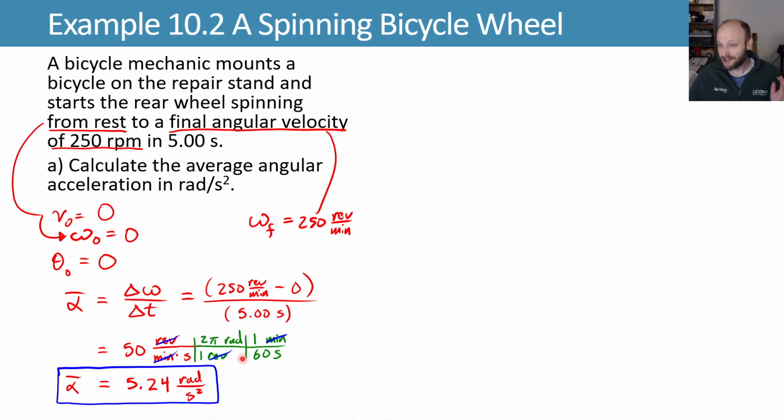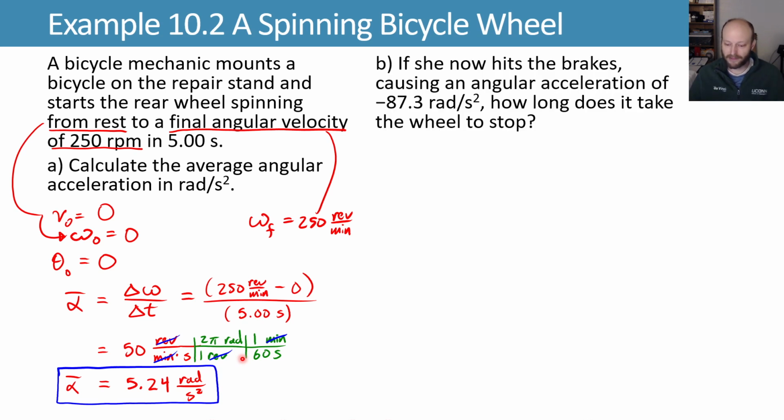Next, the wheel's spinning, she hits the brakes, and we have an angular acceleration of negative 87.3 radians per second squared. We want to know, how long does it take the wheel to stop? We'll write down what we know from the problem statement. And we know the wheel's stopping at the end, so our final angular velocity is 0. Our initial angular velocity is however fast it was spinning at the end of part A, which was 250 revolutions per minute.